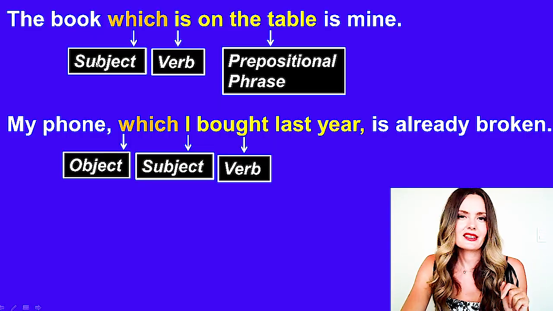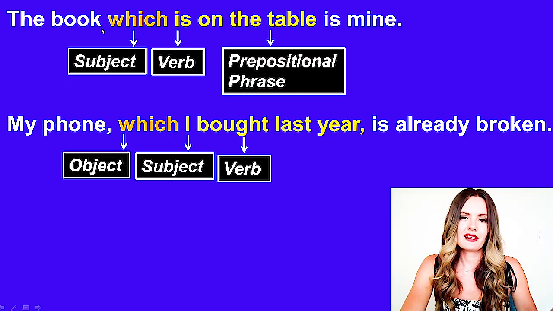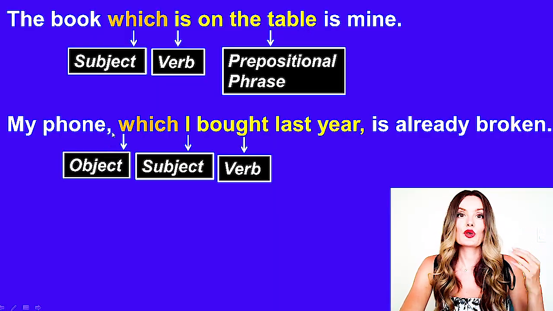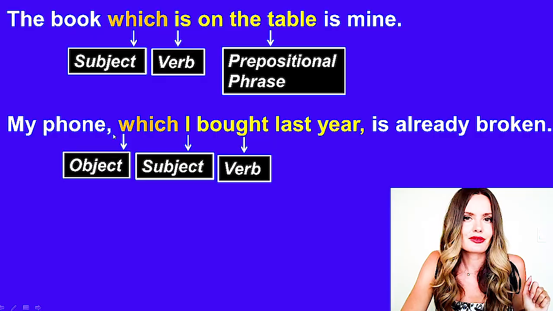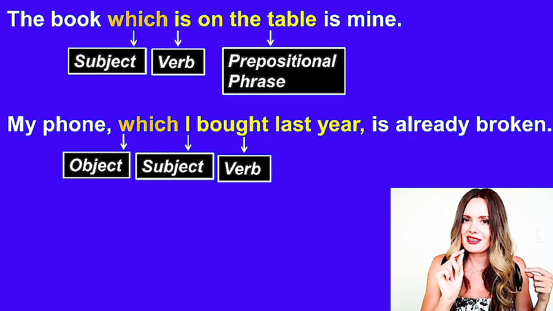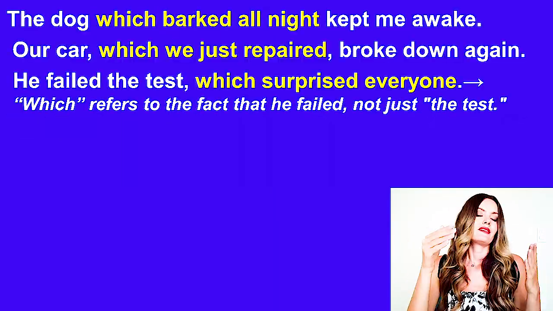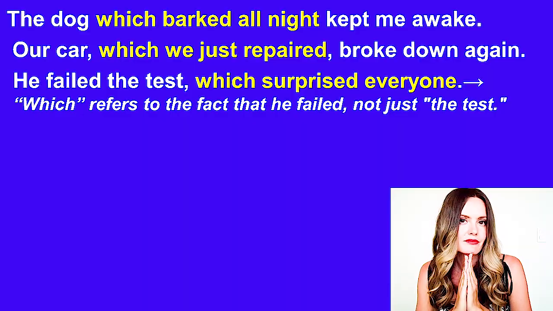And now please pay attention that in the first sentence, we do not have commas at the beginning and at the end of the relative clause. But in the second sentence, we do have commas at the beginning and at the end of the relative clause. Why is it happening? Soon I'll answer this question. Just be very attentive, please. It's very important. The dog which barked all night kept me awake.